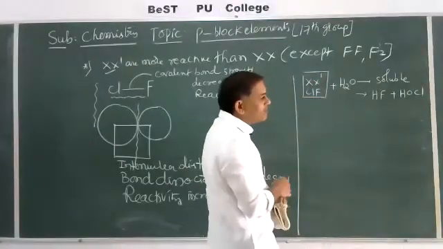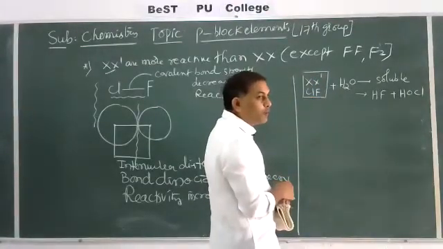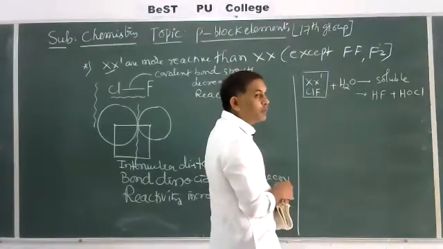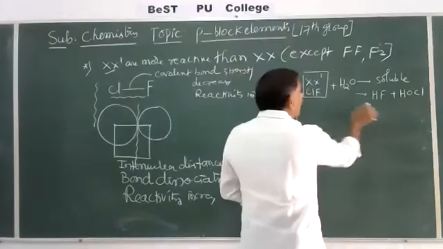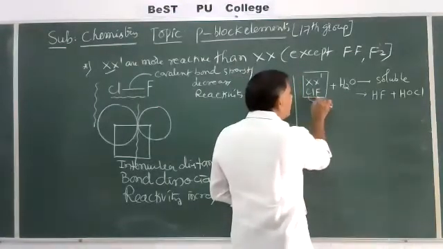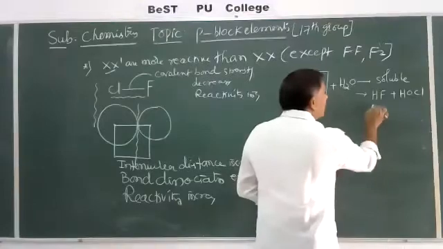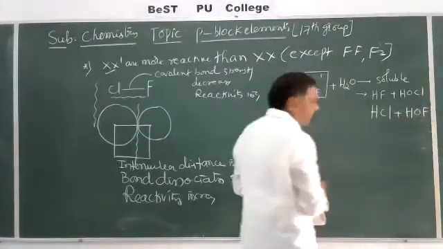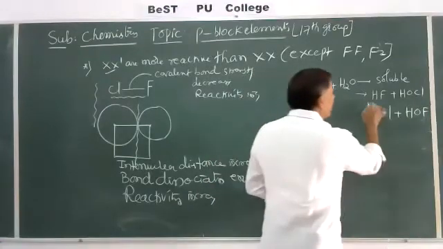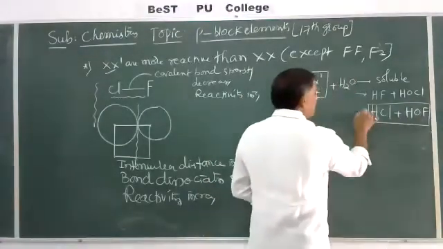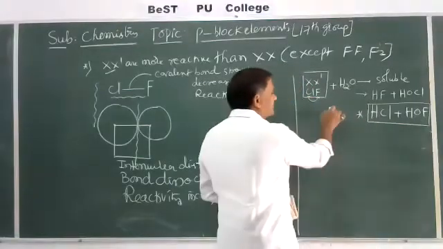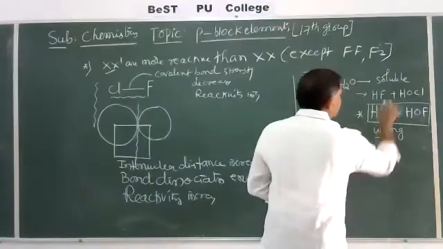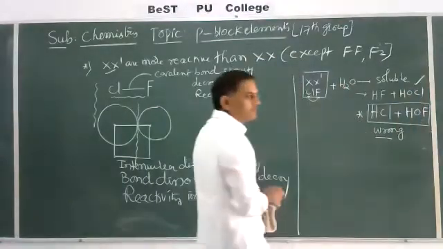What is the name of HOCl? Hypochlorous acid, the hypo nature. So among Cl and F, in objective questions they may give HCl and HOF. We can also manage with that, but this is absolutely wrong according to the chemical property and experimental analysis. This is a wrong product, a wrong explanation. This is the correct analysis.